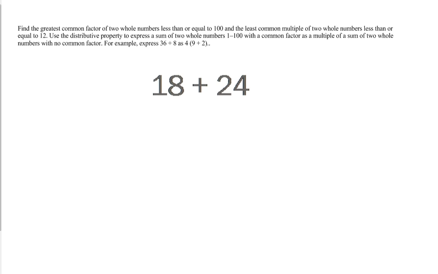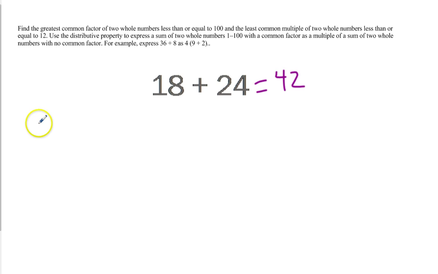So the first way that we started out is we looked at 18 plus 24, and we talked about the fact that 18 plus 24 equals 42. So we know that, and some of them may have had to vertically line it up. So I was trying to show them that if we look at the greatest common factor of these two numbers, we can also rewrite it to get the same sum.